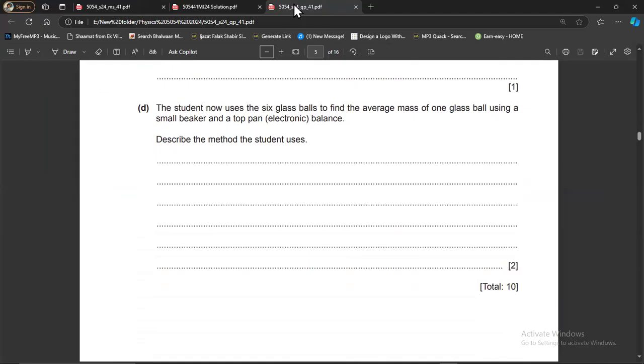It says the student now uses the 6 glass balls to find the average mass of one glass ball using a small beaker and a top pan electronic balance. Describe the method the student uses. So we have a top pan electronic balance, and we want to find out the mass of one glass ball. So what I will do is put the beaker on the electronic balance, and I will tare it.